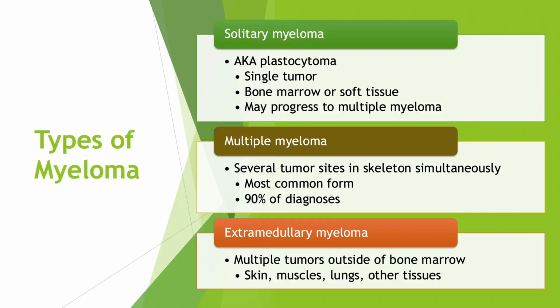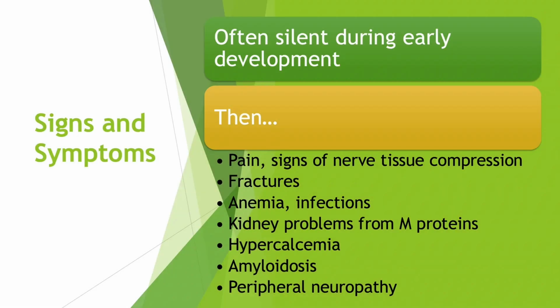Extramedullary myeloma involves multiple tumors outside of the bone marrow, affecting skin, muscles, lungs, and other tissues. Myeloma is often silent during early development, with no obvious symptoms. Then, as the disease progresses, symptoms appear. These include pain and signs of nerve tissue compression as tumors grow. Fractures become common due to bone erosion. Anemia and infections occur due to suppressed bone marrow function.